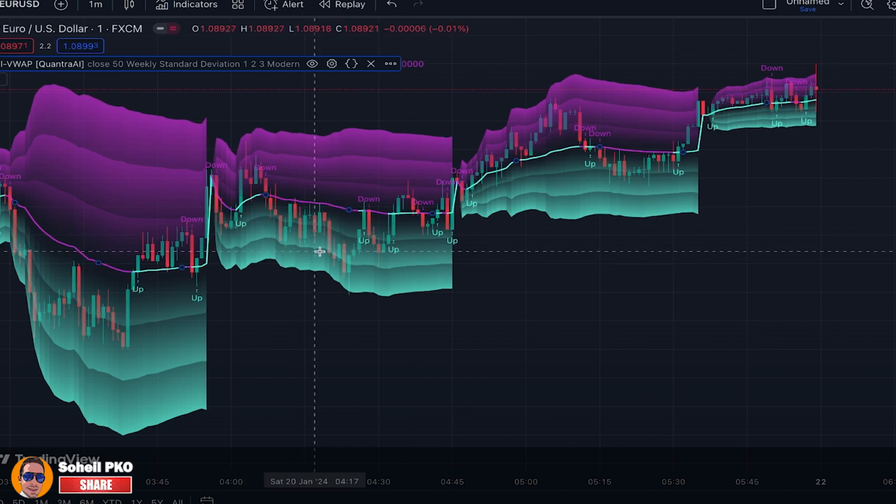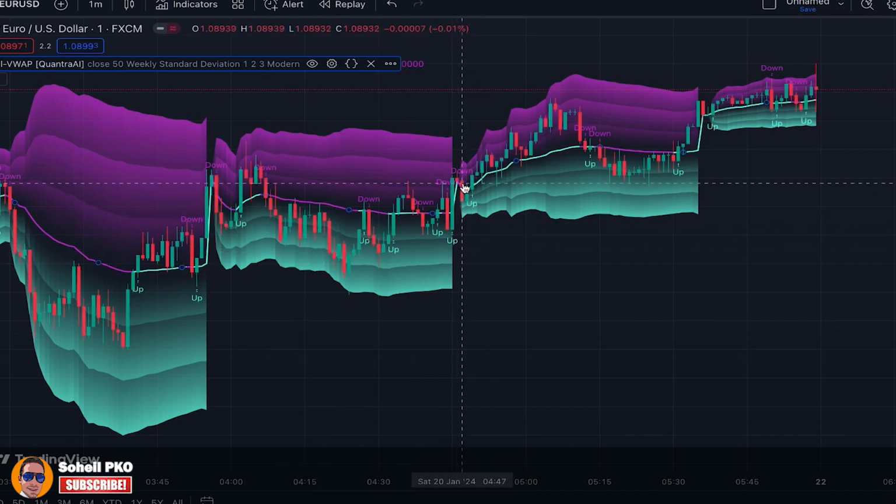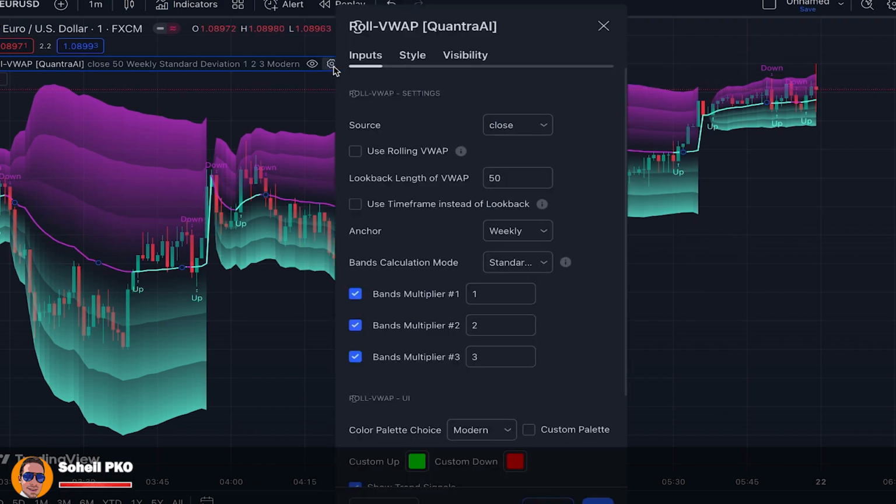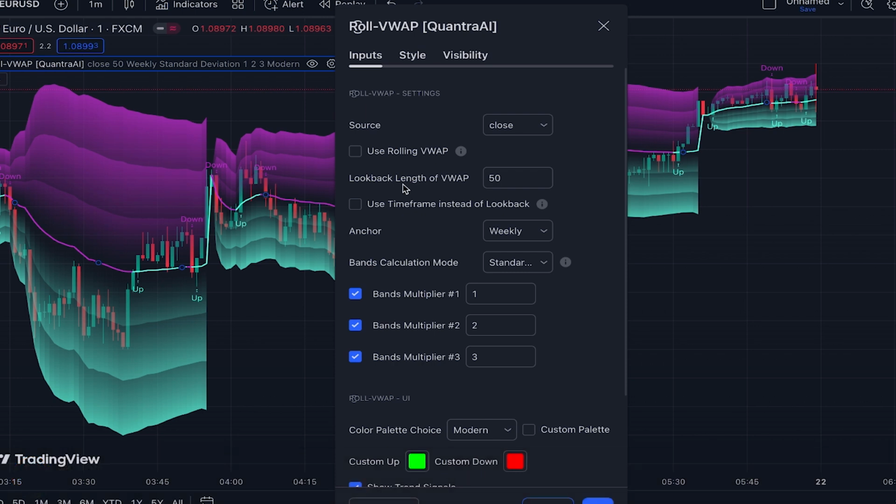Please pay attention, by default the resetting is happening after each 50 candles, because in the settings by default it's using a look back window with a length of 50. In case you want to use this indicator in the original version, you can turn on this option, use time frame instead of look back, and for the anchor you can set it to daily. So the resetting happens at the beginning of each day.